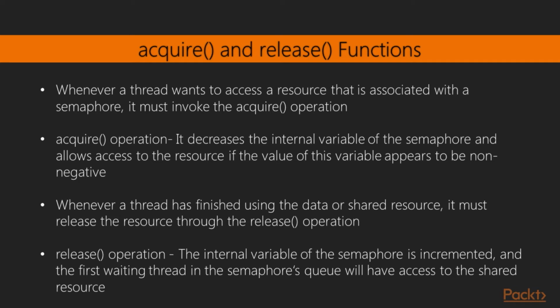2. Whenever a thread has finished using the data or shared resource, it must release the resource through the release() operation. In this way, the internal variable of the semaphore is incremented, and the first waiting thread in the semaphore's queue will have access to the shared resource.